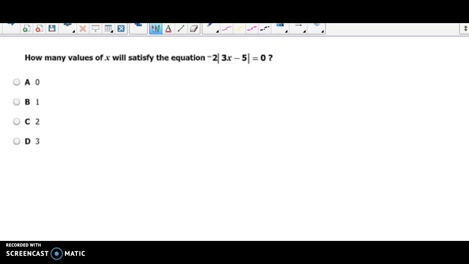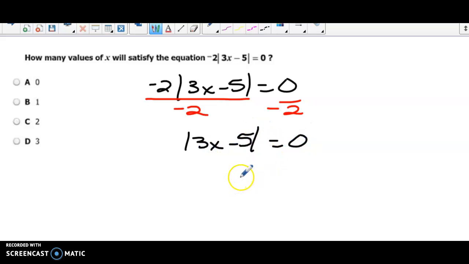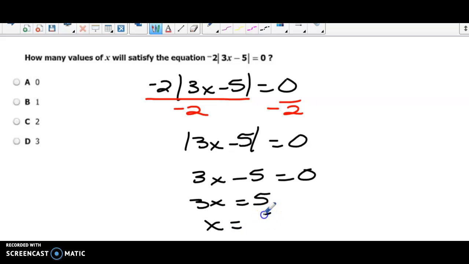For problem number 12, when we're looking at this one, we want to know how many values of x will satisfy this equation. So we have an absolute value problem. And just like any grouping symbol, we have to get this by itself first. So I'm going to divide both sides by a negative 2. Well, 0 divided by anything is still going to give me 0. Okay? And then I can't have a positive 0 and a negative 0, so I just have one answer. So it's 3x minus 5 is equal to 0. Add 5, I get 3x equals 5, so x is equal to 5/3.